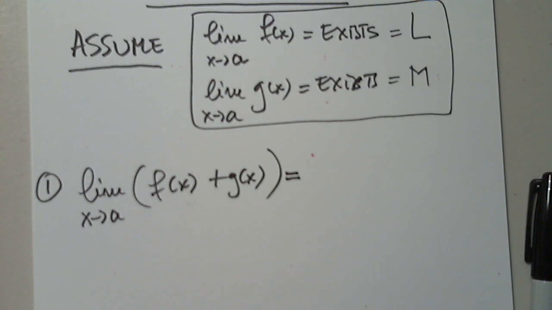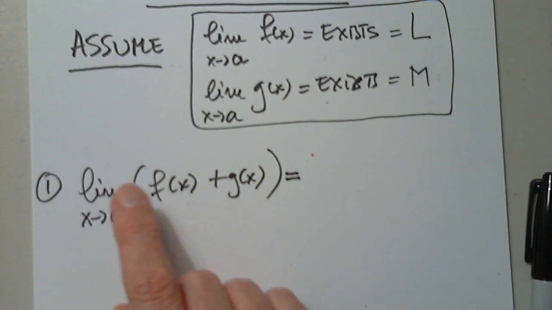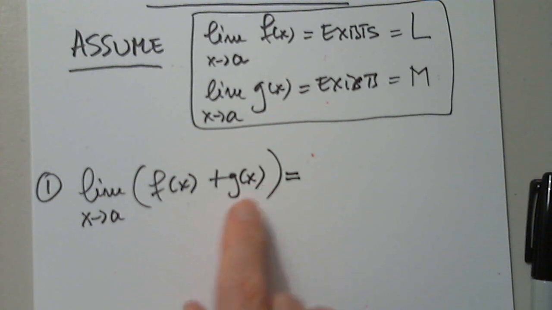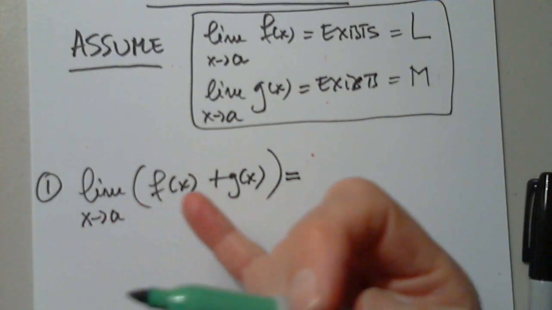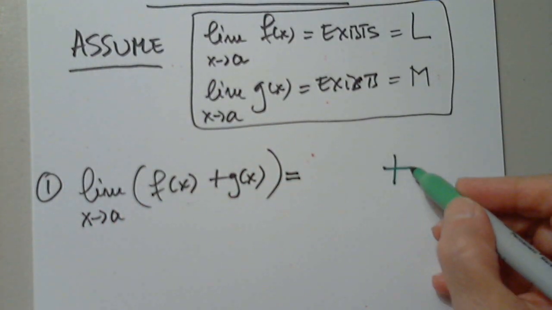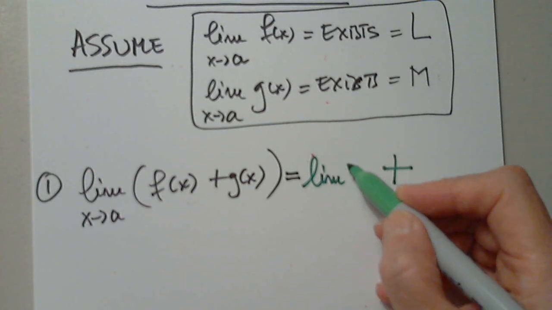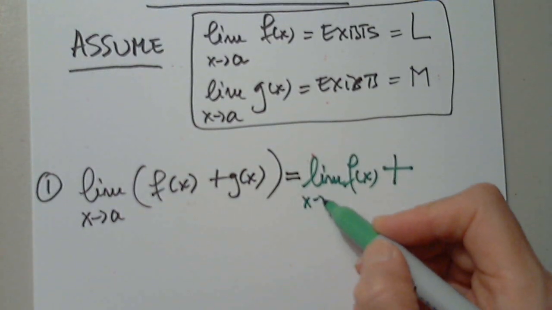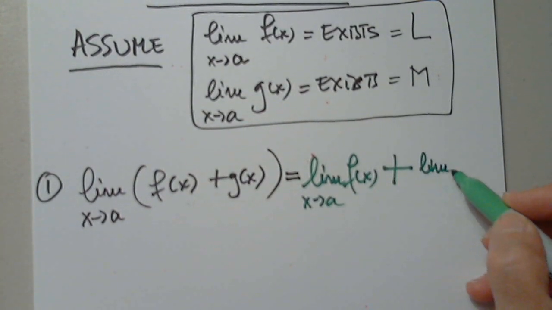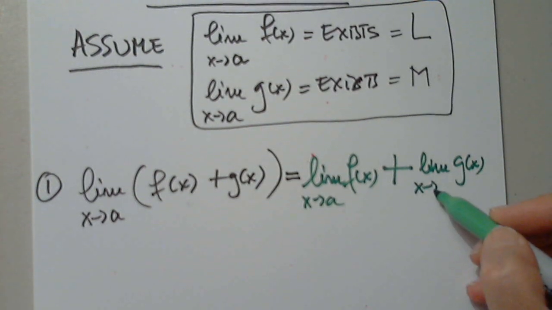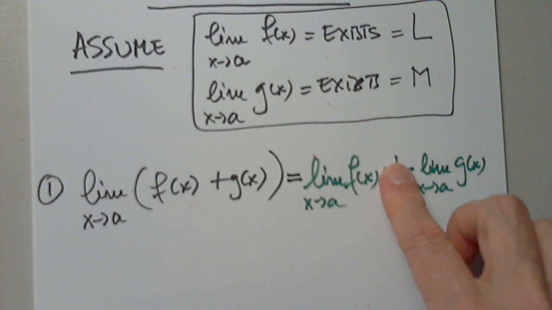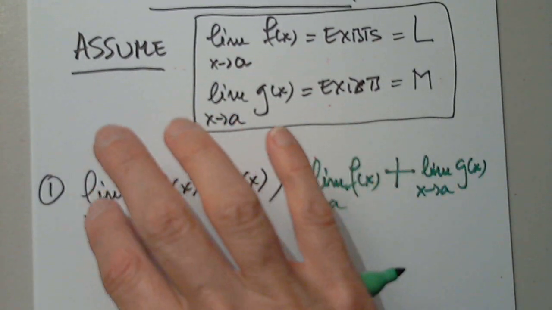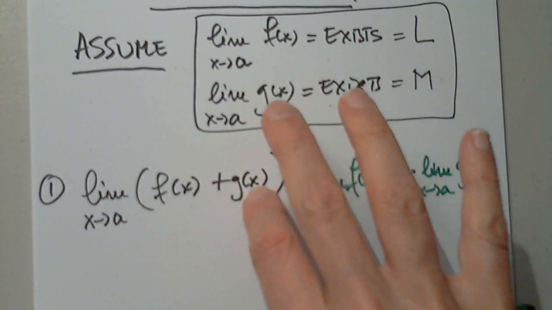I don't want you to say distribute this operator to these two functions. But that's the idea. So the limit of a sum is the sum of the limits. The limit of a sum is the sum of the limits. But no, we are not distributing the limit operator to these two.